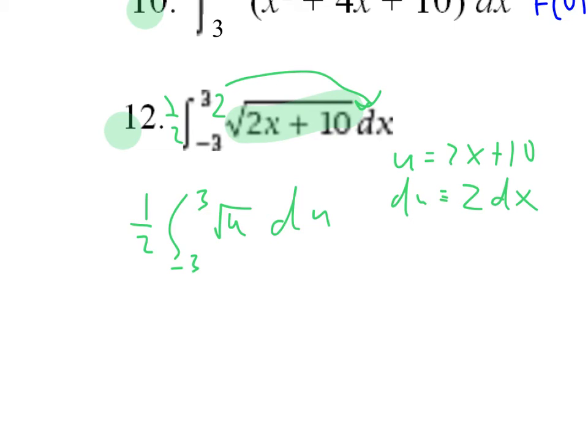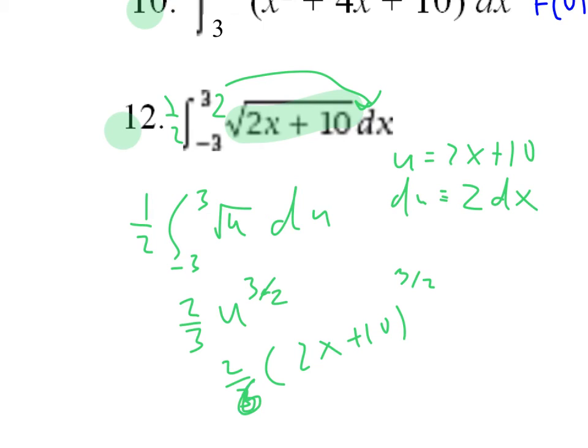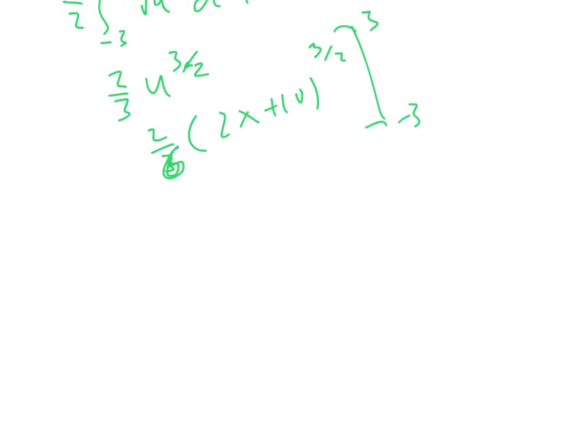All right. So let's do the integral. 2/3 u to the 3/2. And then plug in the stuff, 2/3, and then 2x plus 10 to the 3/2, and multiply it by 1/2. So this becomes a 6. Alrighty. We're going to do that from -3 to 3. So plug in 3 here first, see what you get, then plug in the -3, see what you get. I'm going to pause the video and then we can compare.